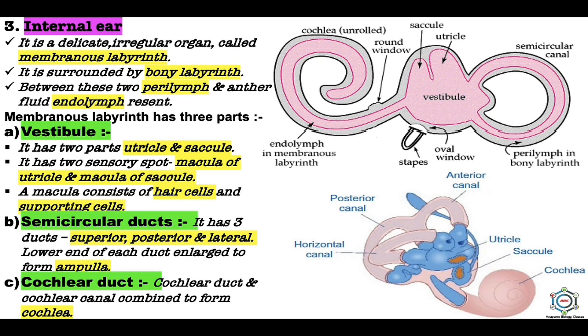Now the cochlear duct. This is the third part of the internal ear. Cochlear duct is 35 mm long, and a part of the bony labyrinth that encloses the cochlear duct is called the cochlear canal. And the cochlear duct and cochlear canal combine to form cochlea. This is the structure of the cochlea. In the picture you can see it.